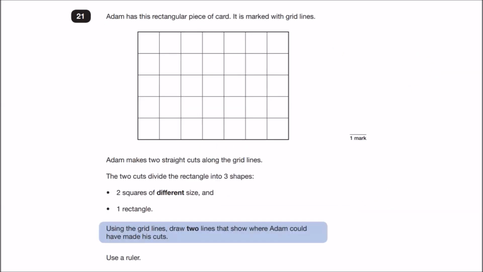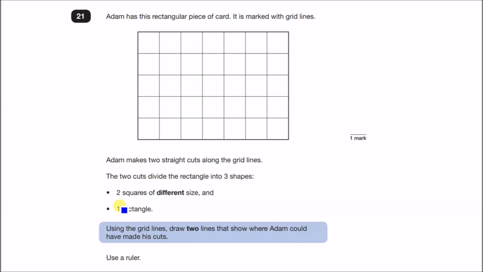All right, number 21. This question is arguably one of the trickiest questions they've ever made in any SATs, and here's why. Let's have a look. Adam has this rectangular piece of card and it is marked with grid lines. All right, cool. Now Adam decides to make 2 straight cuts along the grid lines. The 2 cuts divide the rectangle into 3 shapes.